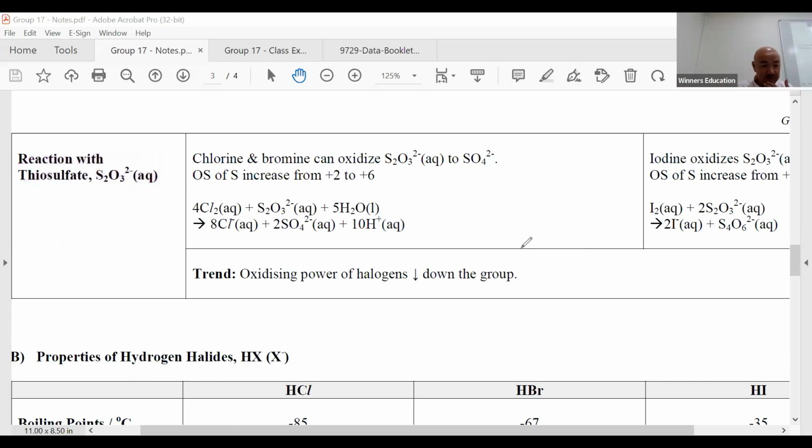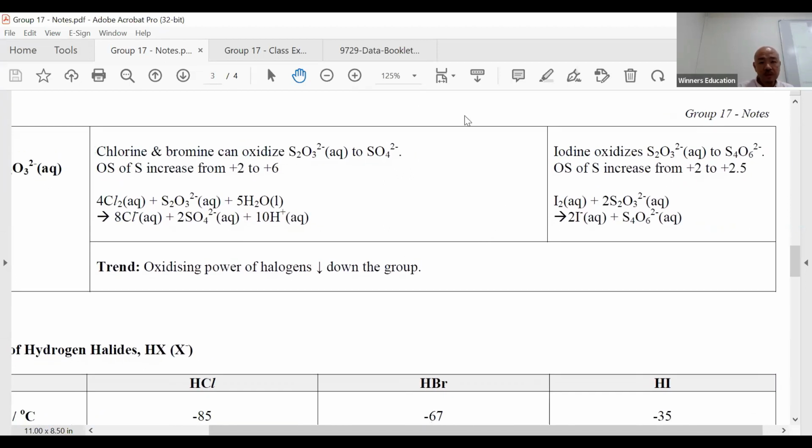So this has to react with thiosulfate. So what's the story? Chlorine and bromine react this way. All right, so here we go. Chlorine and bromine, I'll just have chlorine. Bromine looks exactly the same, the equation. It can oxidize your thiosulfate, all right, to what? To sulfate ions. Iodine oxidizes through a different equation. Thiosulfate doesn't become sulfate. It becomes this one, S4O6 2-.